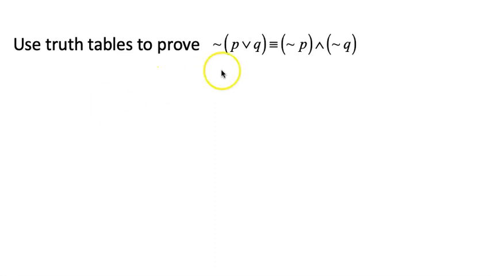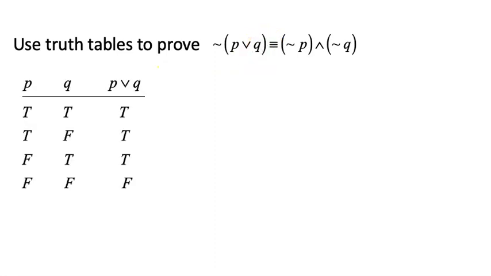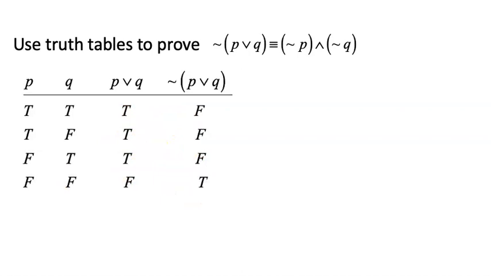So we want a truth table, so I will first need P or Q. Remember, P or Q is if one or the other or both are true. So true, true, certainly that's true. True, false, first one is true. False, true, second one is true. False, false, at least one of them true? Nope, that's false. So that's P or Q. Then we need not P or Q. So T becomes F, T becomes F, T becomes F, F becomes T. Taking the negation of P or Q gives me F, F, F, T.